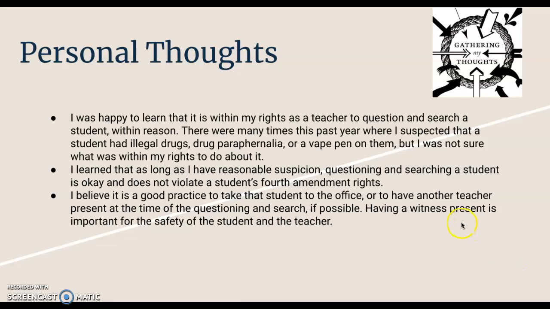However, I do feel as if it is a good practice to either take that student to the office or to have another teacher present at the time of the questioning and the search if possible. Having a witness present is important for the safety of the student and the teacher.